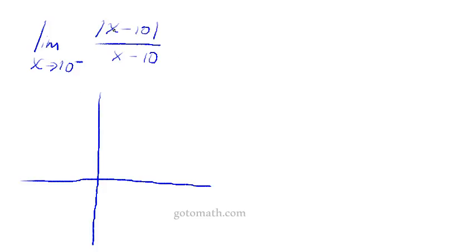So when we plug in 10 into this, we get 0 over 0. So that's actually a problem, to say the least. But I'm going to graph this out. Now, the graph, you should know what the graph of this looks like. We'll call it g of x.